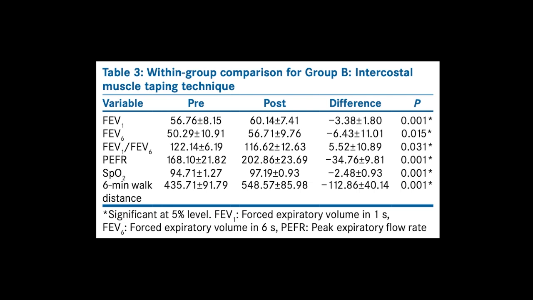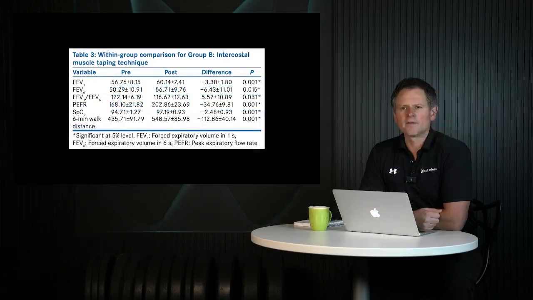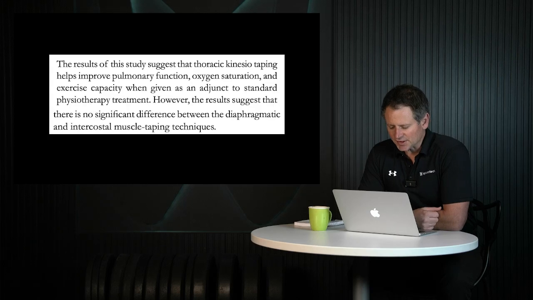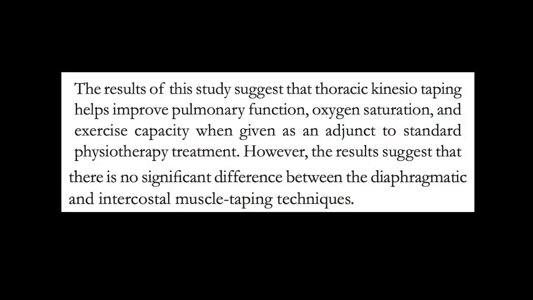And so what you see there is that just the pre and post are all on the side of improvement using the tape. And so if we dive into the results on the next slide, the results of this study suggest that thoracic kinesiotaping helps improve pulmonary function, oxygen saturation, and exercise capacity when given as an adjunct to standard physiotherapy treatment. However, the results suggest that there is no significant difference between the two types of taping.